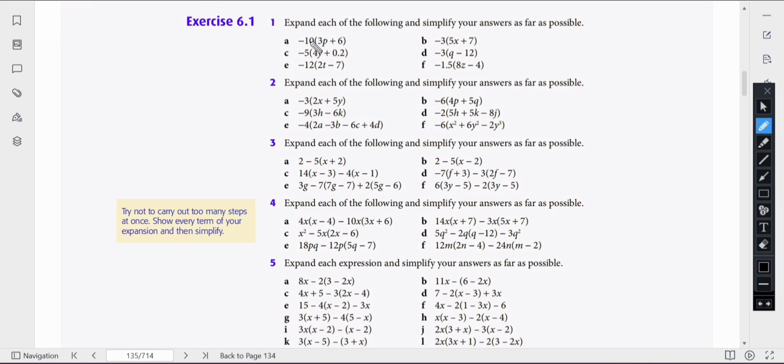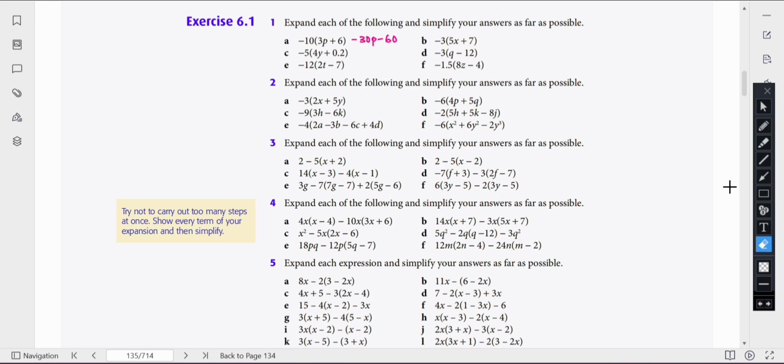The A part says minus 10 (3p plus 6). Minus 10 will be multiplied with 3, minus 30p. Minus 10 will be multiplied with 6, it's going to be minus 60. And now we need to see that this is already simplified. We cannot simplify it further. So that's it, that will be the answer for this part. Let me write it over here: minus 30p minus 60.